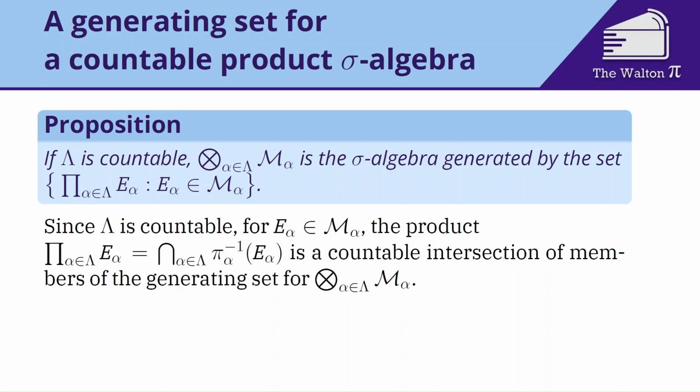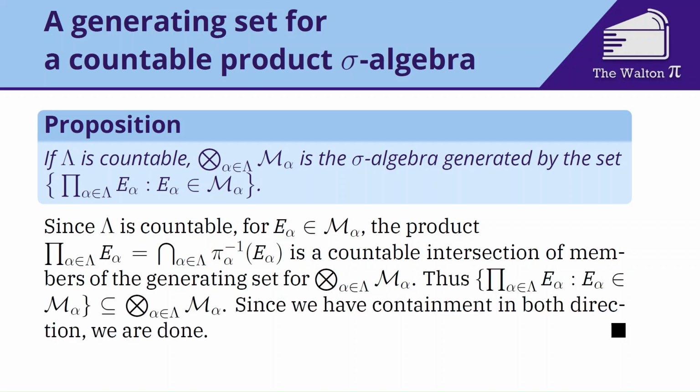Since our indexing set is countable, for E alphas in our M alpha sigma algebras, the product over our alphas of our E alphas is the intersection of our pi alpha inverses of E alphas. That's a countable intersection of members of the generating set for that sigma algebra. That tells us that the product over those E alphas is a subset of our sigma algebra, and we have containment in both directions. So that tells us that we are done, and these two sigma algebras generated by different sets are in fact the same sigma algebra.